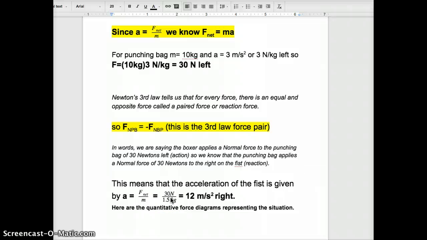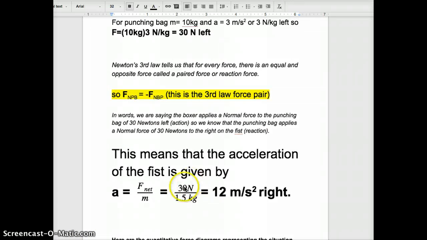So 30 newtons to the left means the punching bag pushes the fist 30 newtons to the right. However, we have a different mass for the fist. The fist is 1.5 kilograms. So the force on both objects is the same, but in opposite directions. However, the mass is different, so their accelerations are going to be different. The fist is far less massive, so it's going to accelerate more to the right. We see that as slowing down, since the fist is moving to the left and then slows down.